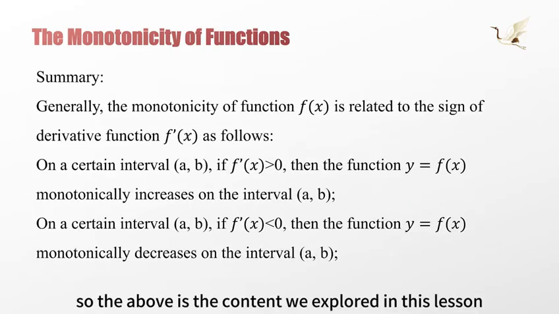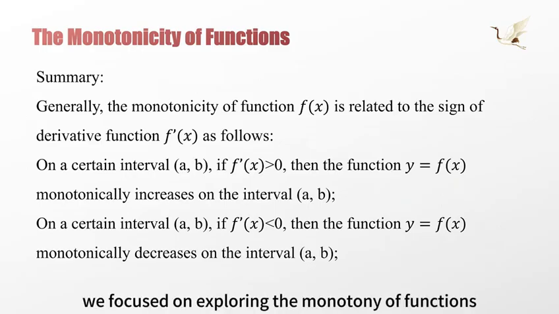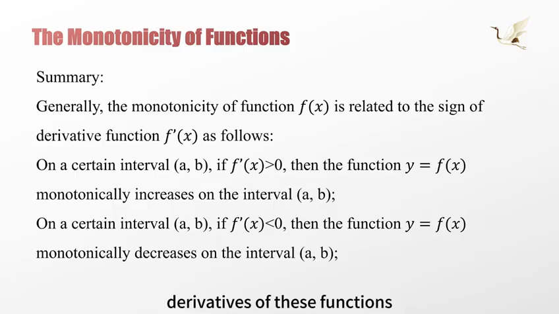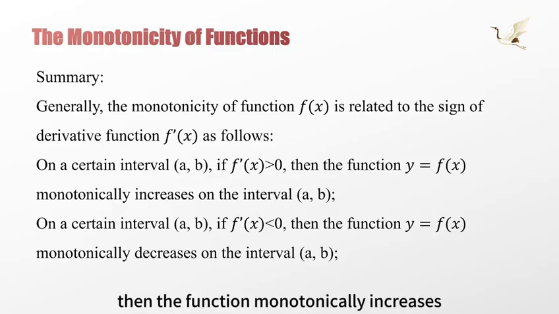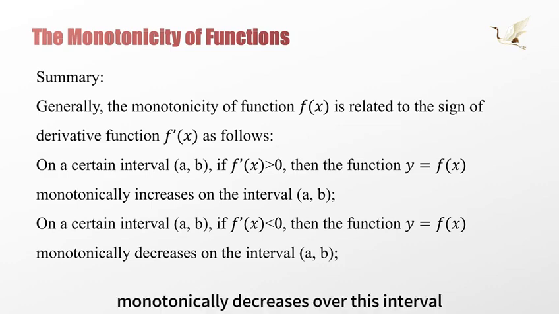So the above is the content we explored in this lesson. Now let's summarize the class. In this lesson, we focused on exploring the monotonicity of functions and the relationship between the positive and negative signs of their derivatives. That is, on a certain open interval (a, b), if the derivative is greater than 0, then the function monotonically increases over that interval, and if the derivative is less than 0, then the function monotonically decreases over this interval.